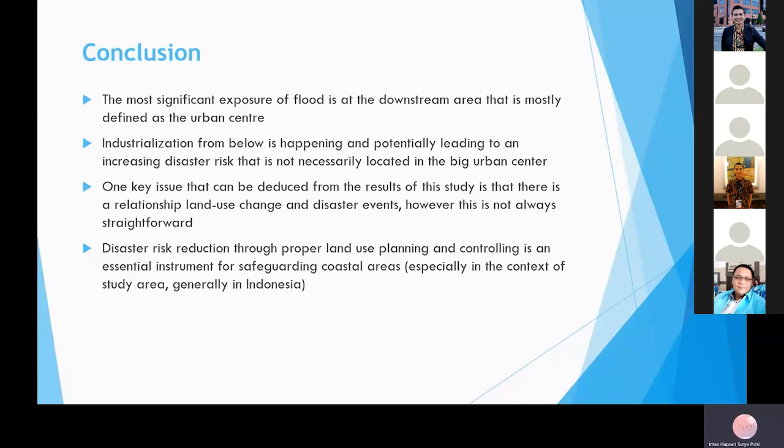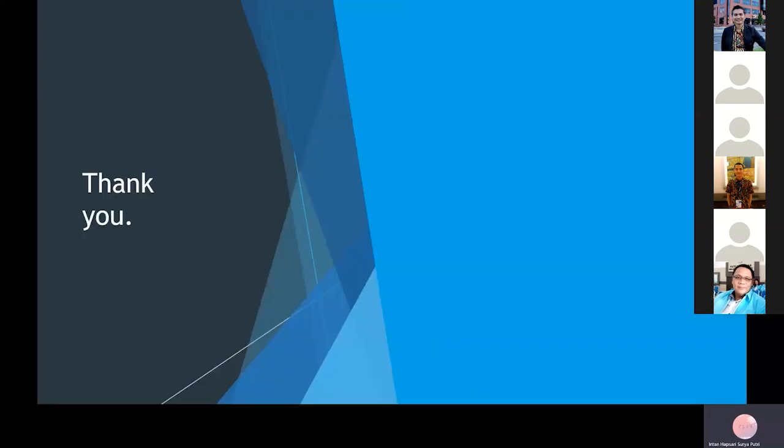And one key issue that can be deduced from the result of the study is that there is a relationship of land use change and disaster events. However, this is not always straightforward. And the last, disaster risk reduction through proper land use planning and controlling is an essential instrument for safeguarding coastal areas. That's all that I can present. Thank you for your attention.